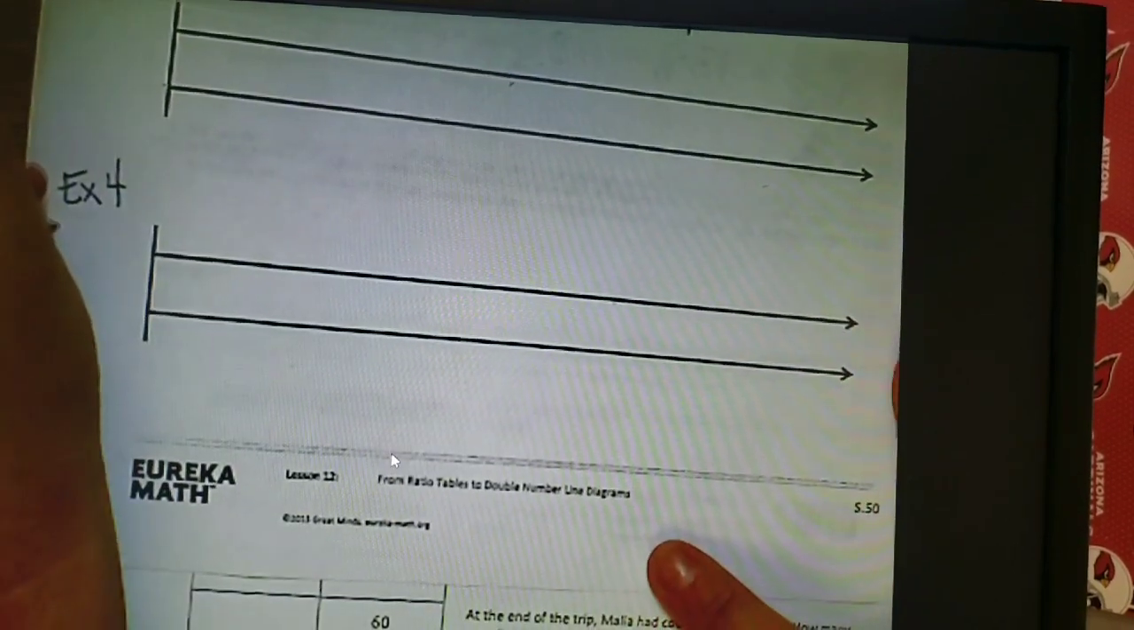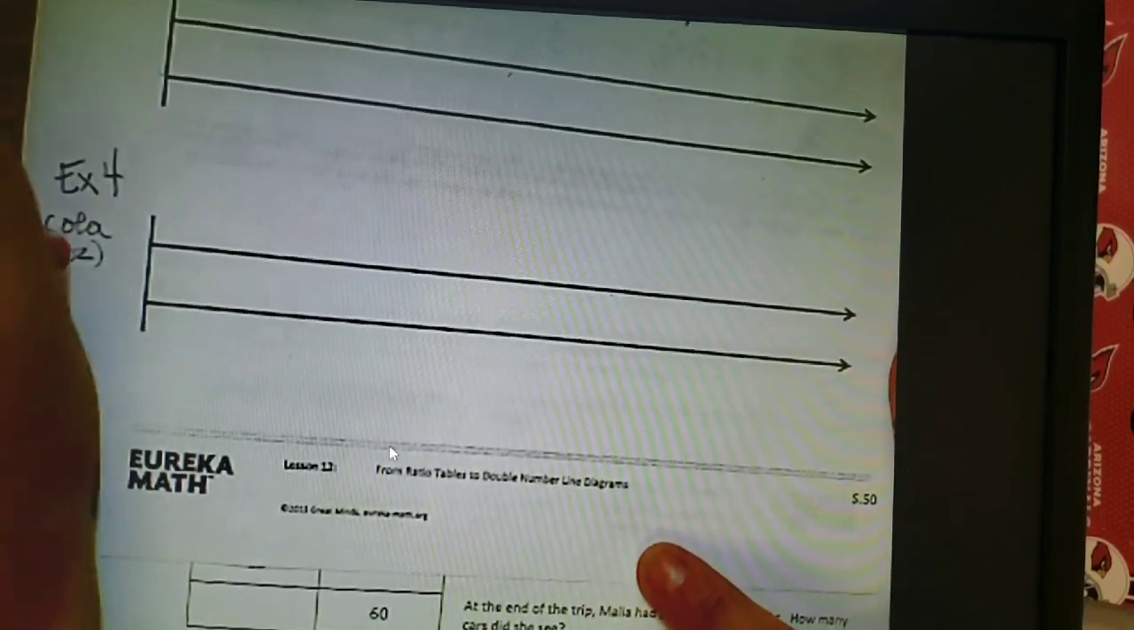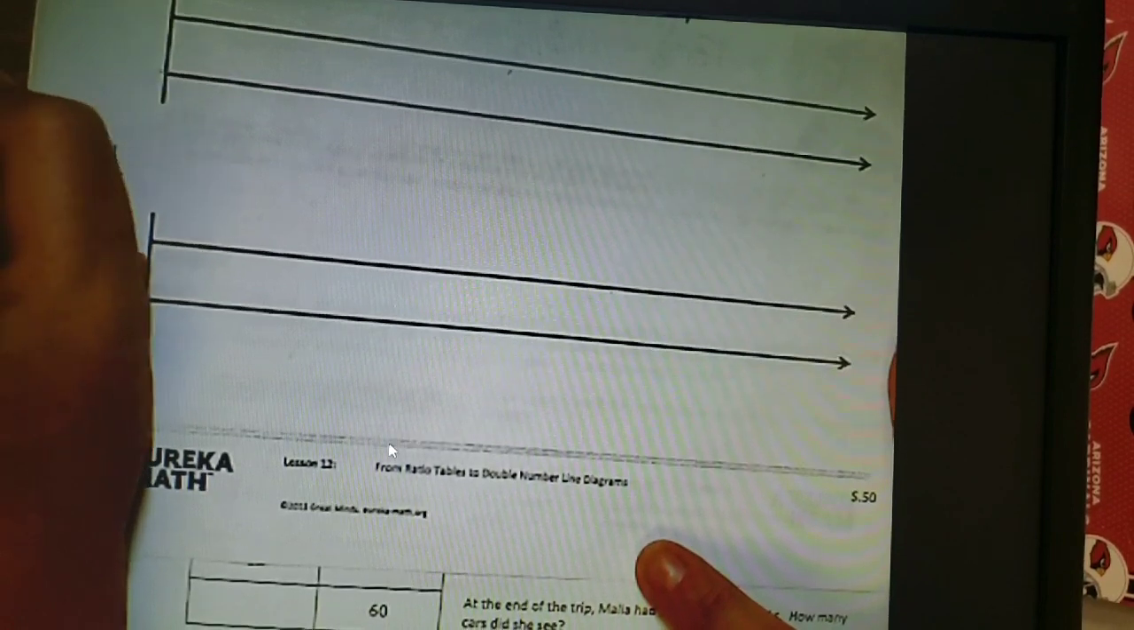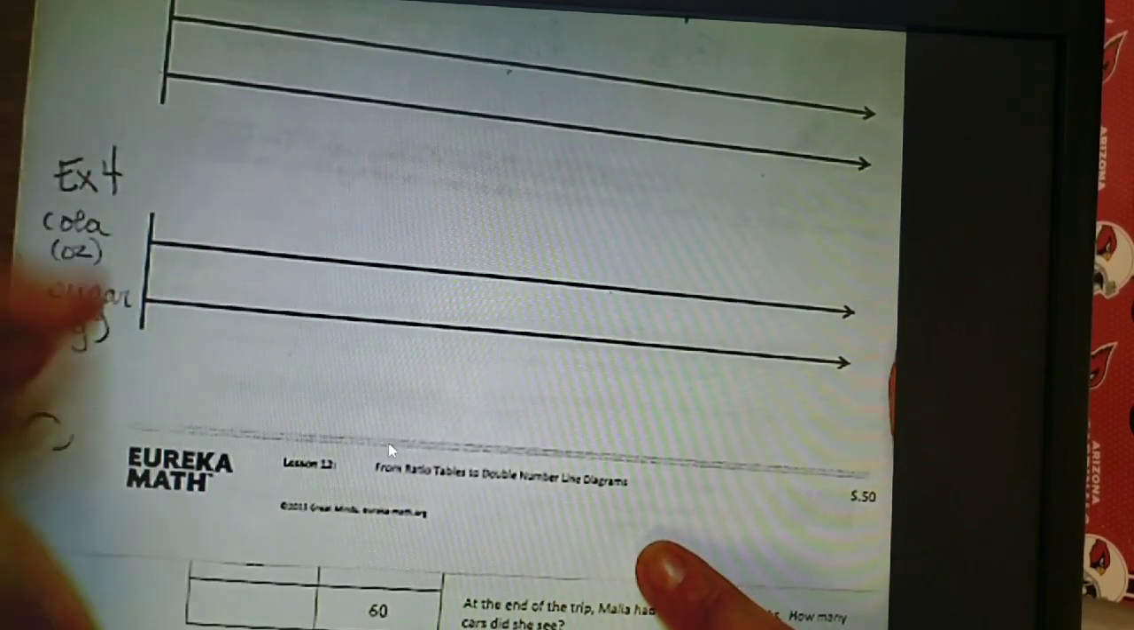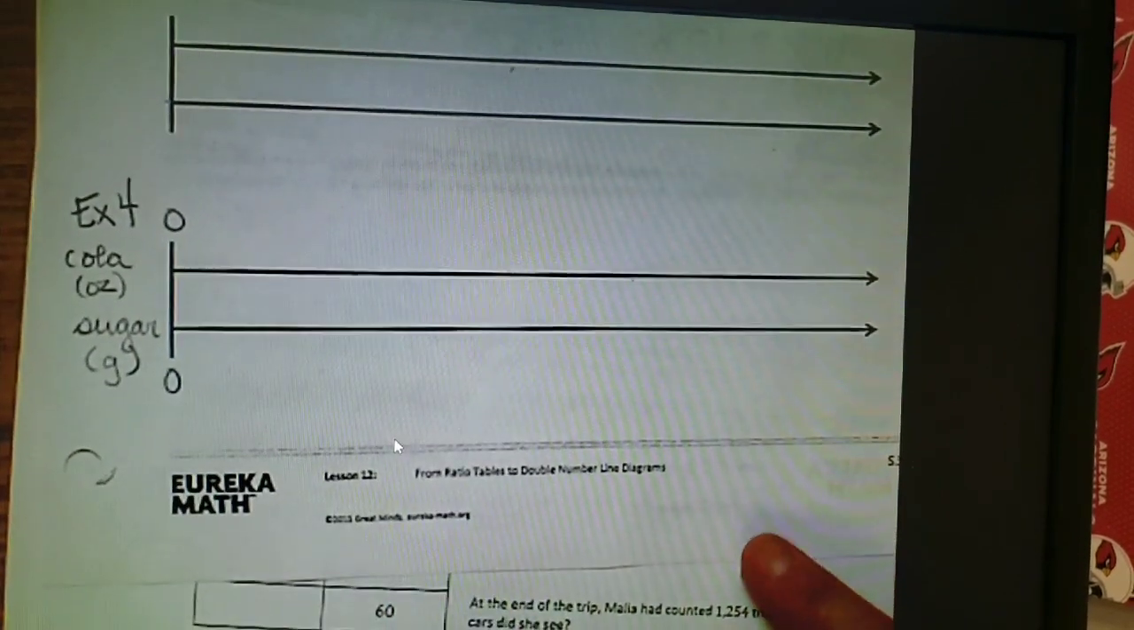Again, we're going to fill out. We have cola, and we have that in ounces, and we have sugar, and we have that in grams. We always start double number lines with zeros on the left.